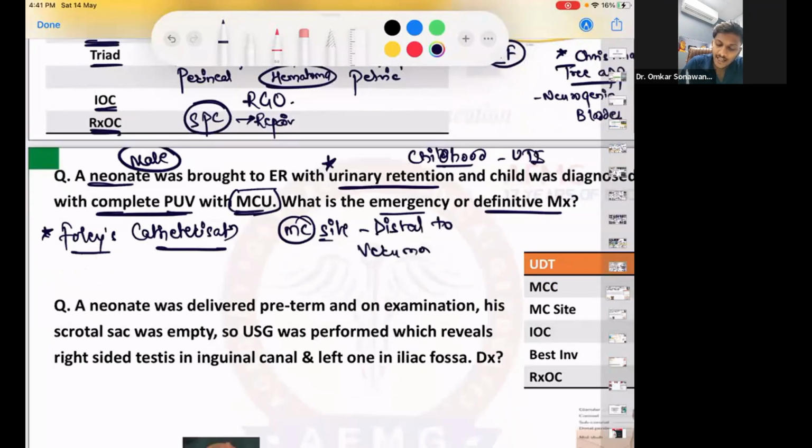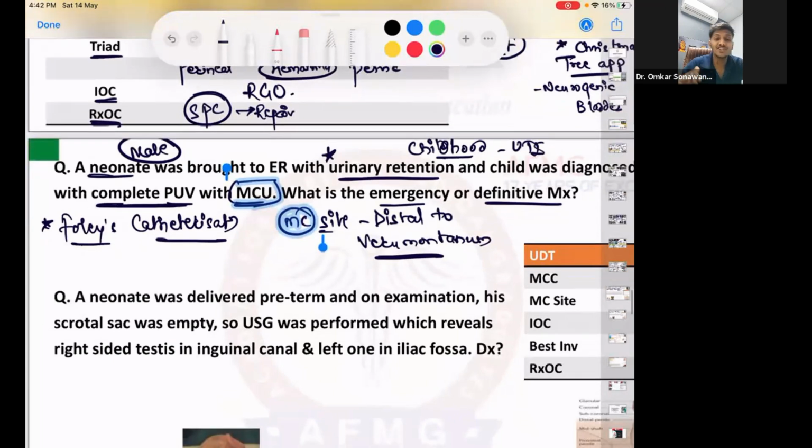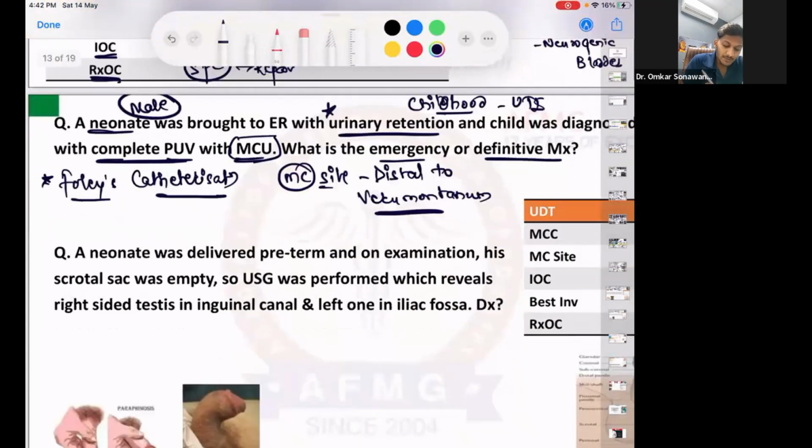What do we mean by verumontanum? It is an elevated portion in the male urethra. So this posterior urethral valve is usually formed distal to the verumontanum. In an emergency you need to relieve the patient from urinary retention, and therefore the emergency management is Foley's catheterization. Whereas the definitive management is what? Please remember, all of you have told already.